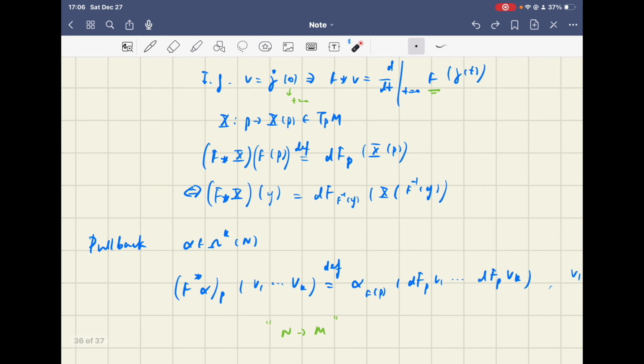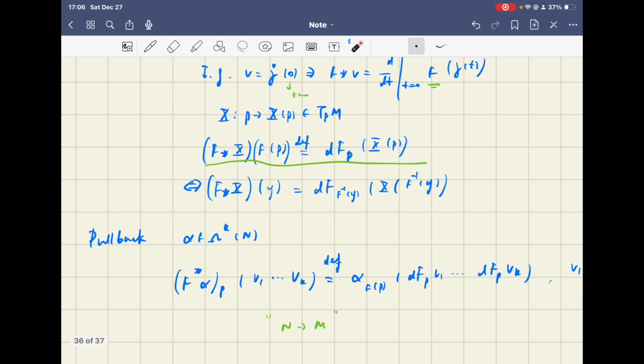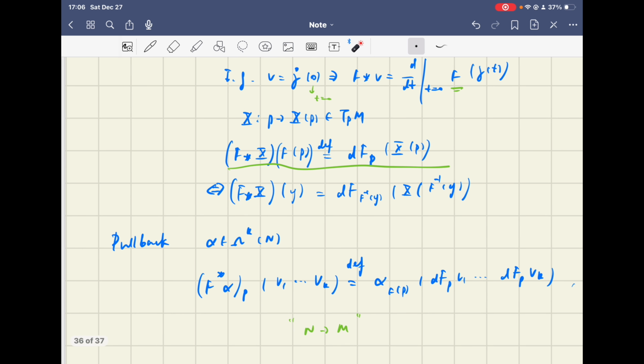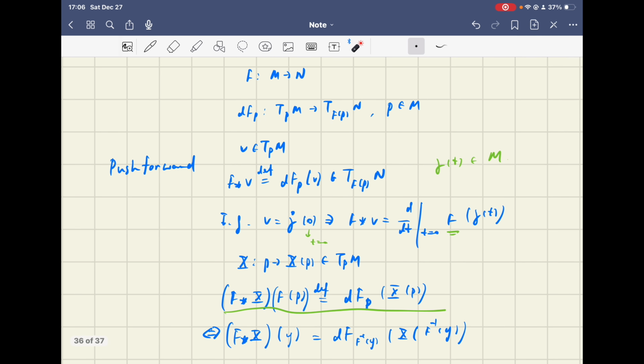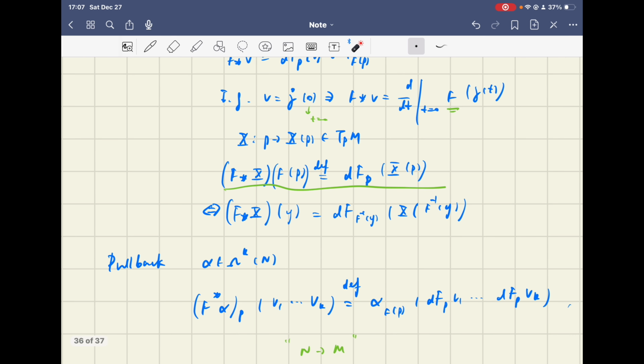And this equation is equivalent to the following one, because if you use another notation y to denote f of p, then you would define the differential at the inverse of f on y. So this is an exchange of notation. That's pretty much the definition of push forward. It basically helps you map a tangent vector, or a vector field, at point M, and move it to the objective space N.